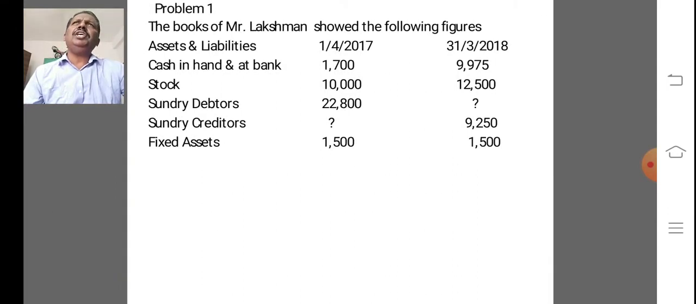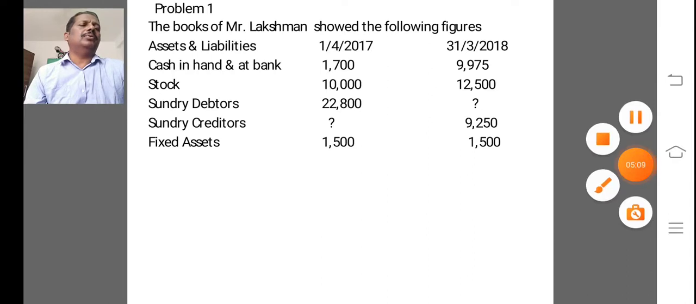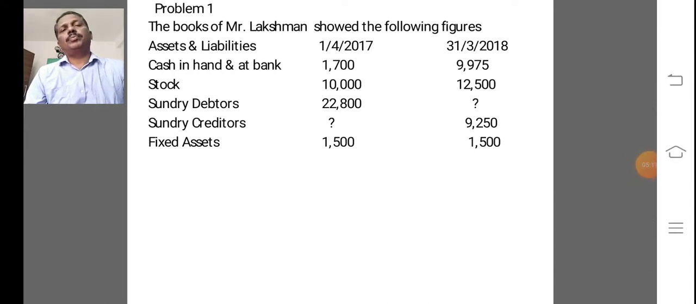So I am taking problem number 1. The books of Mr. Lakshman showed the following figures. Assets and liabilities on 1/4/2017 and 31/3/2018.